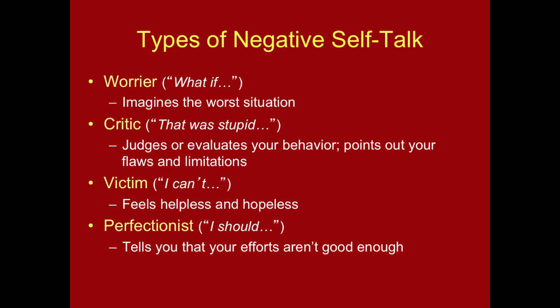So for someone who is engaging in personalization or shoulds, they may have negative self-talk that sounds like the critic or the perfectionist. The perfectionist also tends to engage in all or nothing or polarized thinking, where the worrier tends to be a catastrophizer, and the victim may engage in filtering or magnifying. When you find yourself engaged in these types of negative self-talk, one good activity that you can do is to write down what your mind is telling you.